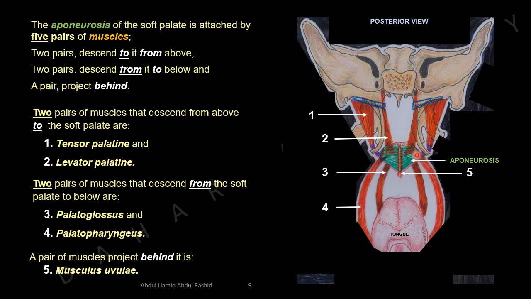Next, 2 pairs of muscles descend down from the aponeurosis. They are number 3, palatoglossus muscles, and number 4, palatopharyngeal muscles. And finally, one pair of muscles project behind from the aponeurosis, that is musculus uvulae. We are going to talk in detail.